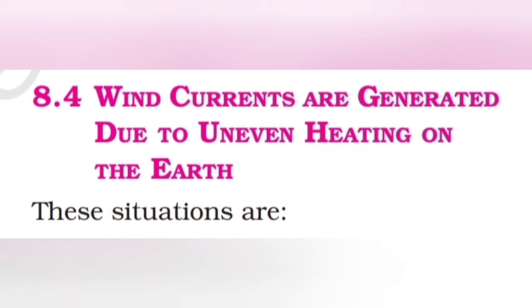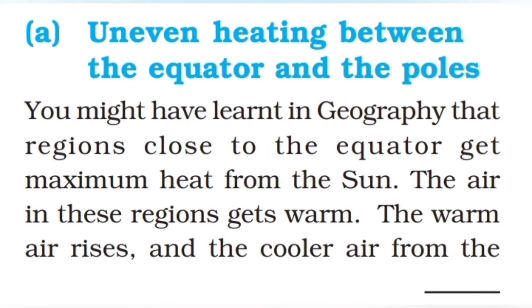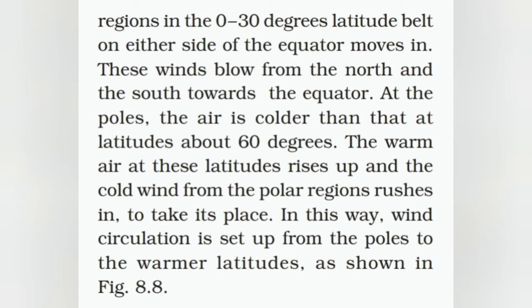8.4. Wind currents are generated due to uneven heating on the earth. These situations are: A. Uneven heating between the equator and the poles. You might have learnt in geography that regions close to the equator get maximum heat from the sun. The air in these regions gets warm. The warm air rises and the cooler air from the regions in the 0 to 30 degrees latitude belt on either side of the equator moves in. These winds blow from the north and the south towards the equator.